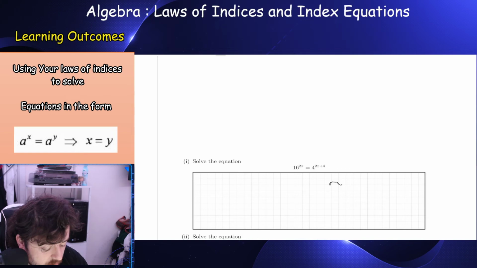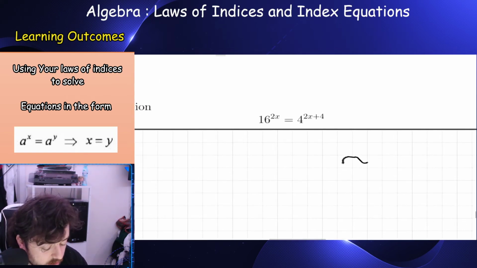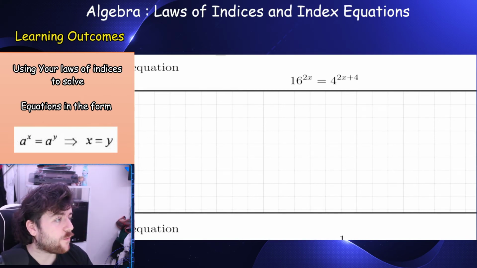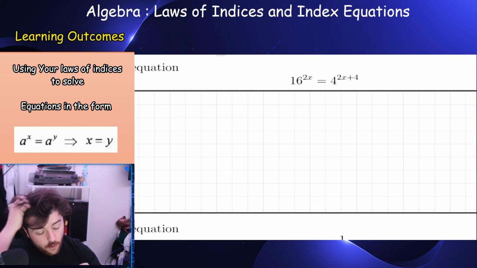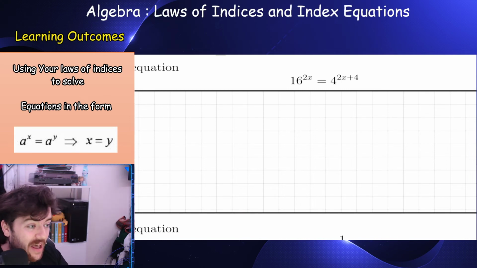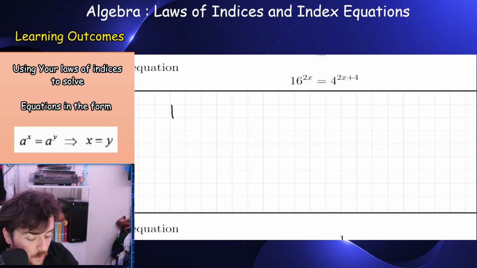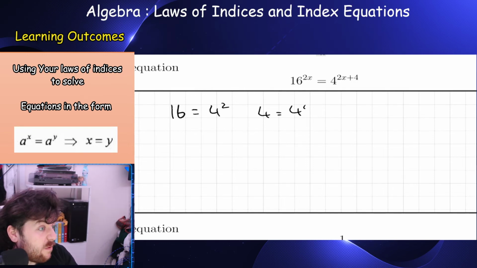Right, so solve the equation. Can I zoom in? There you go. 16 to the power of 2x equals 4 to the power of 2x plus 4. Sorry about my dog, not editing this. So I have a 16 and a 4, so I need to change these into the power of something. Well, 16 can be written as 4 squared, and 4 could be written as 4 to the power of 1. Happy days.